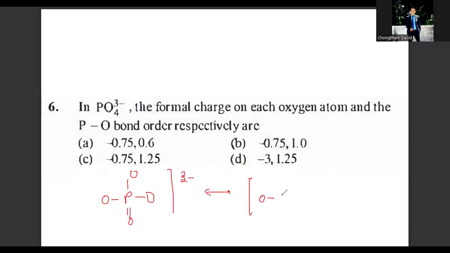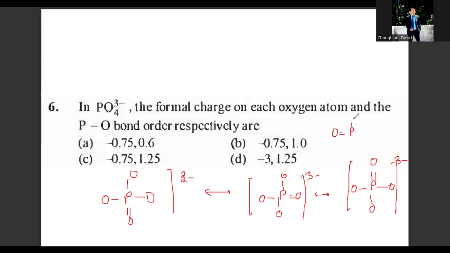So let us draw the resonating structures first, in order to find the formal charge later on. Still in the trivalent anionic state. So this double bond keeps on changing, varying, as the double bond oxygen. All right. And the final structure would be 3 minus. So how to calculate this bond order?